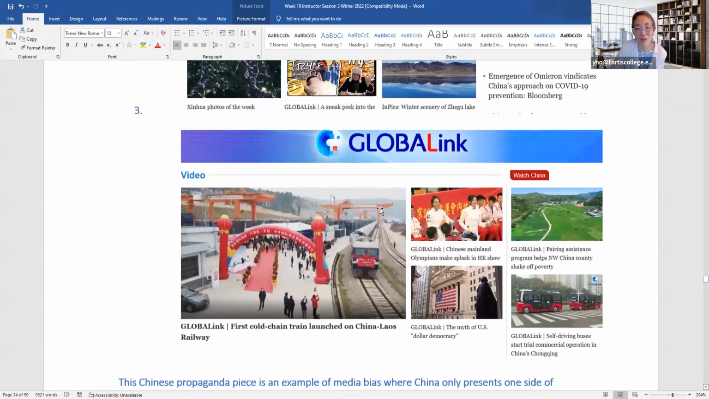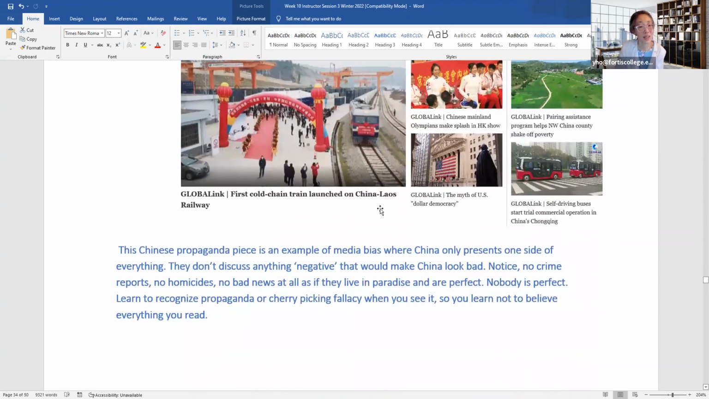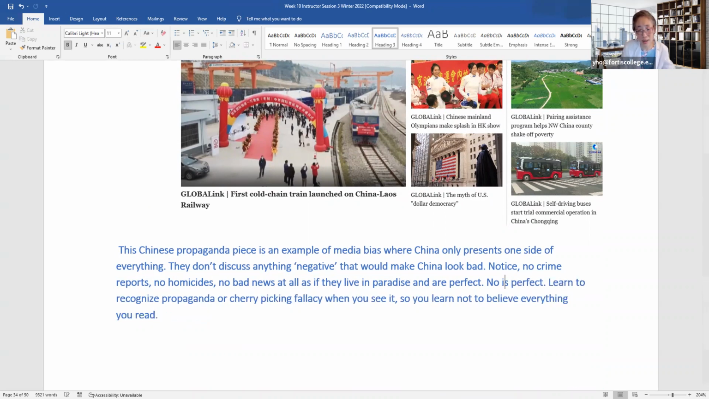But this is easiest for students to see that Chinese propaganda is an example of media bias, where China only presents one side of everything. They don't discuss anything negative that would make China look bad. No crime reports, no homicides, no bad news. It's like everybody is perfect. Nobody is perfect. It's more like everybody is perfect.